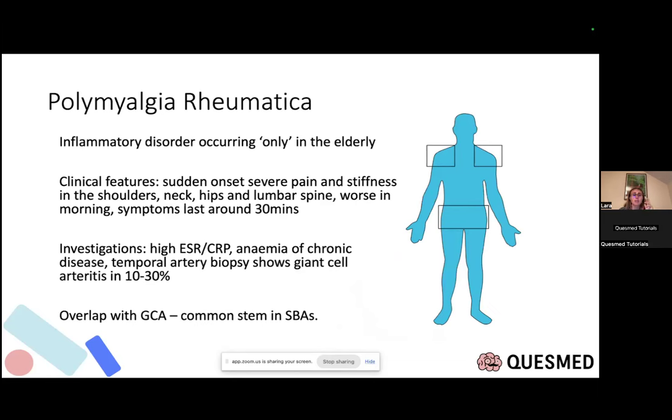In terms of investigations for GCA, what we do now commonly is an ultrasound of the temporal artery rather than a biopsy, because the biopsy has loads of skip lesions and it doesn't actually have a very high yield. And increasingly more and more we're doing PET scans, because I won't go into this too much, but you don't just get cranial GCA, so like the temporal arteries involved. More and more we're seeing that you get an extracranial vasculitis, so like the aorta or larger vessels can be involved as well.